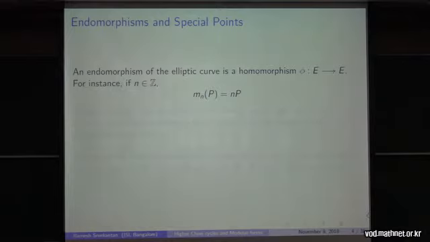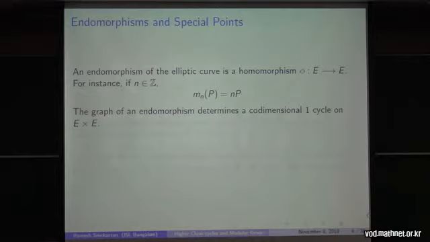The graph of an endomorphism determines a codimension one cycle on E cross E. If I take any map from E to E and look at its graph, it's going to give you a one-dimensional subvariety of E cross E, and so it's a codimension one cycle. I should say what a cycle is. A cycle is just a codimension one variety. Somehow, I should maybe state this also.